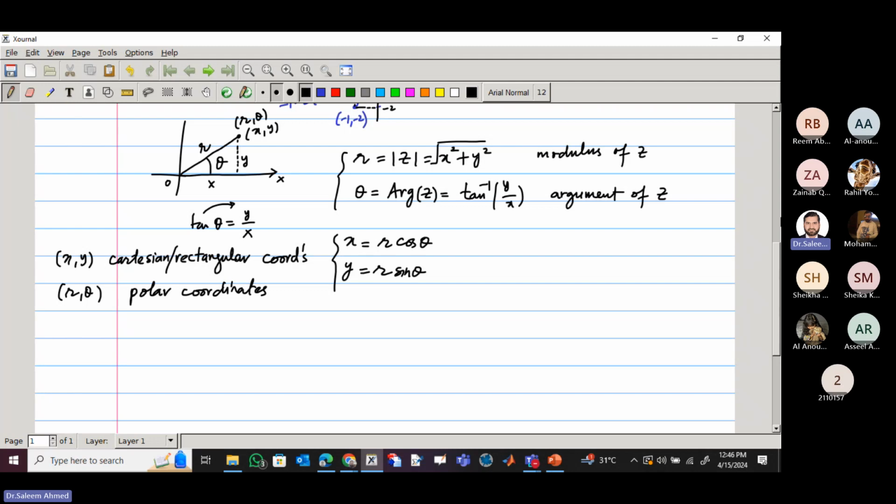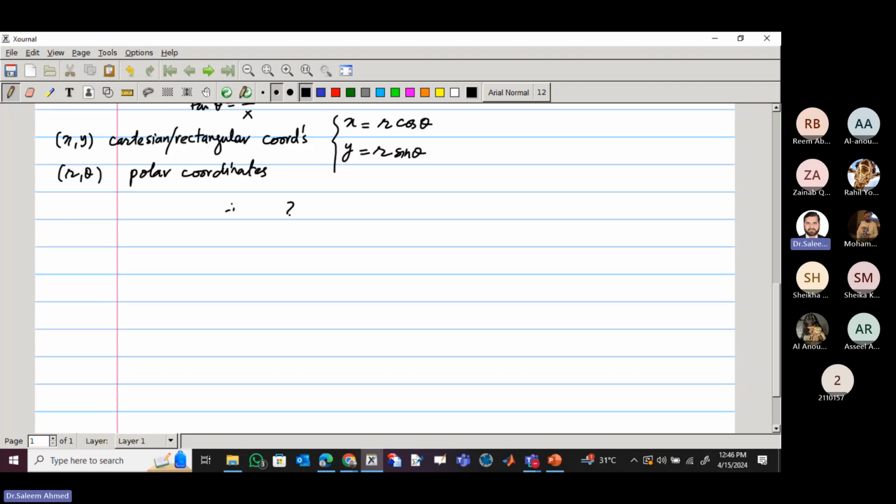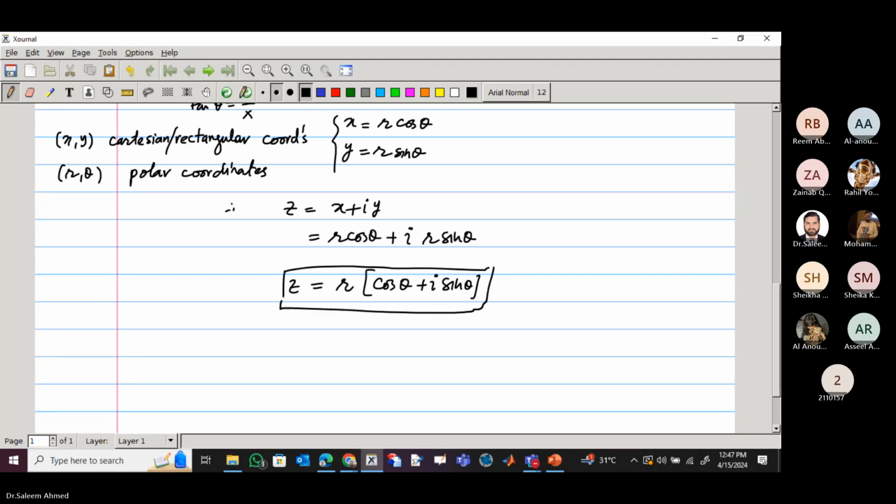So see, your complex number was x plus iota y. So I can write x as r cos theta plus iota y as r sin theta. So I can take r as common. Inside you get cos theta plus iota sin theta. This is called the polar form of a complex number. Right? So this is x plus iota y, and this is the polar form of z.